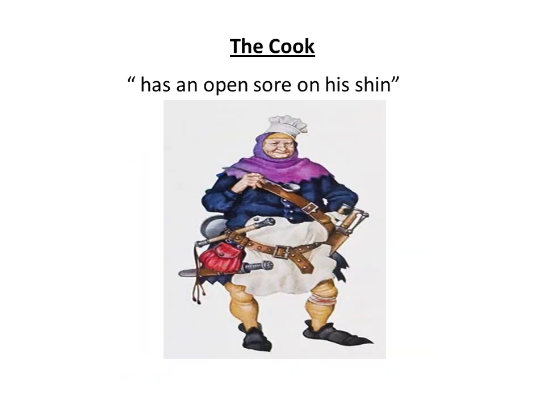The cook has an open sore on his shin. This is how Chaucer describes the cook. The cook is a skilled person in his trade and he has got an incurable ulcer on his knee. Maybe because of this or in order to cure this, he is undertaking that journey.